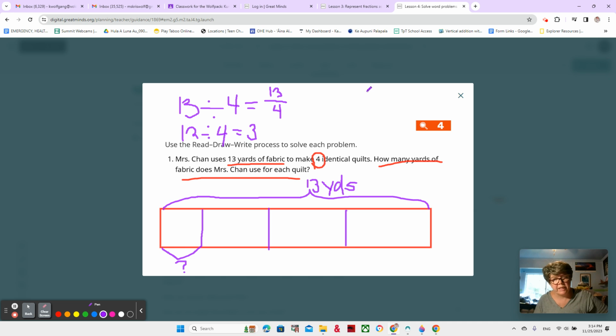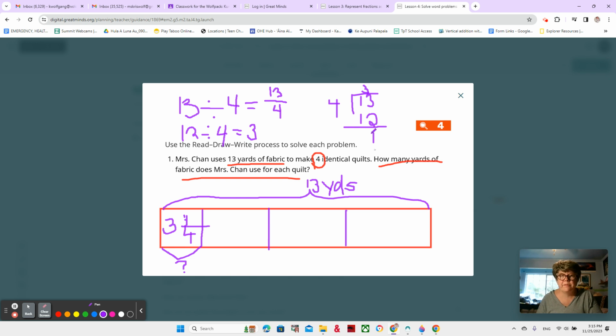Now, we can't just go and say, oh, we need 13 fourths of fabric. We need to change that because the number on top is too big. It's an improper fraction. So let's do a vertical division form. And we've already talked a lot about these numbers. So we know that 4 times 3 is going to give us 12. 13 minus 12 is 1. So our answer is 3 yards. And what fraction? 1 divided by 4. 1/4.